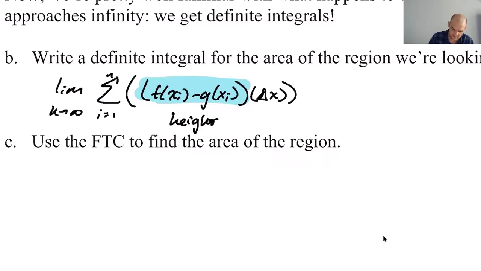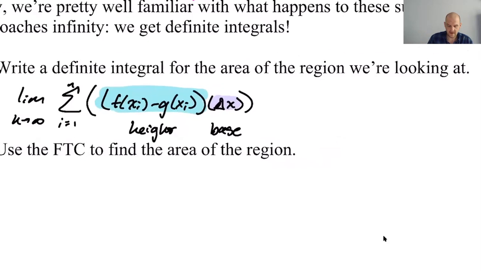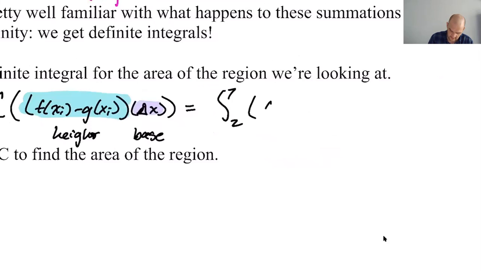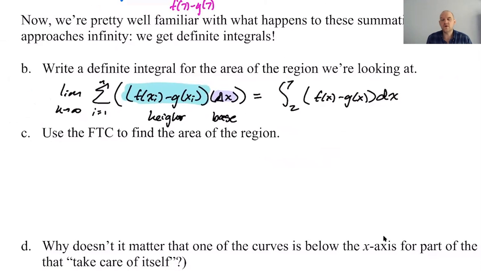So base times height, just a rectangle, base times height. This limit is going to turn into the integral from where we started, which was 2, to where we ended, which was 7, of f of x minus g of x dx. That is the definite integral. What's the advantage of this? We can use a fundamental theorem on this, right?